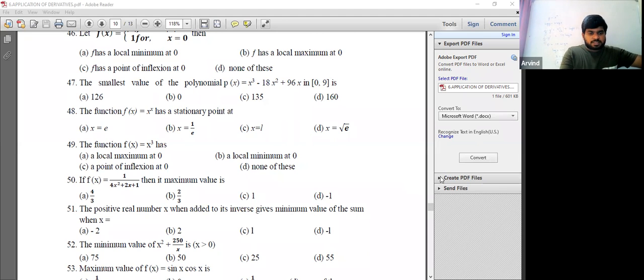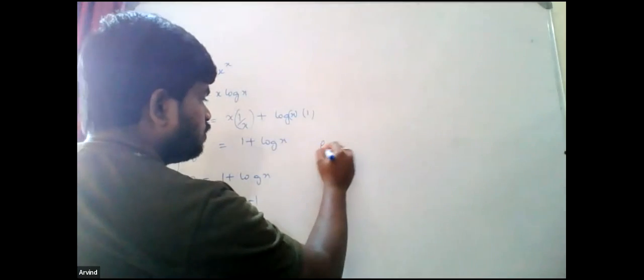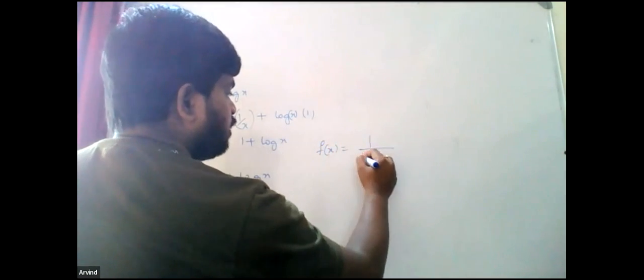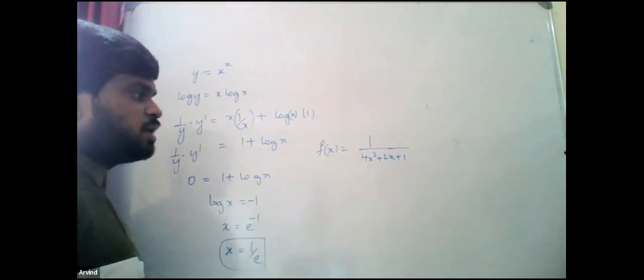Next, if f of x is equal to 1 divided by 4x square plus 2x plus 1, then what is its maximum value? So you have to differentiate it. Okay, if you differentiate it, what do you get? Okay, let me do it. F of x is equal to 1 by 4x square plus 2x plus 1. That's the question, I guess.